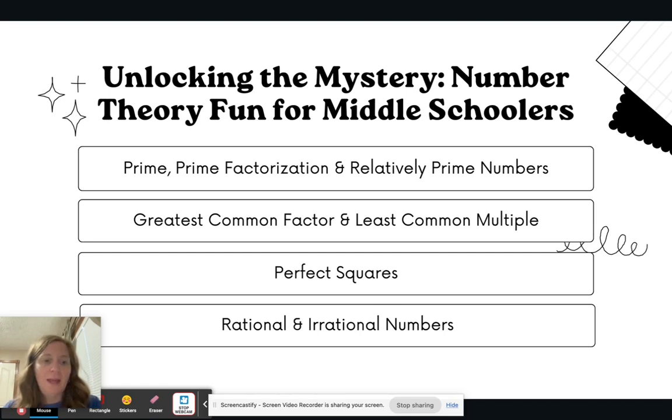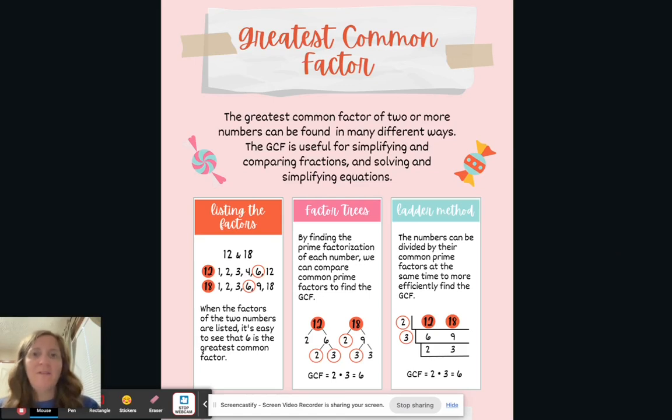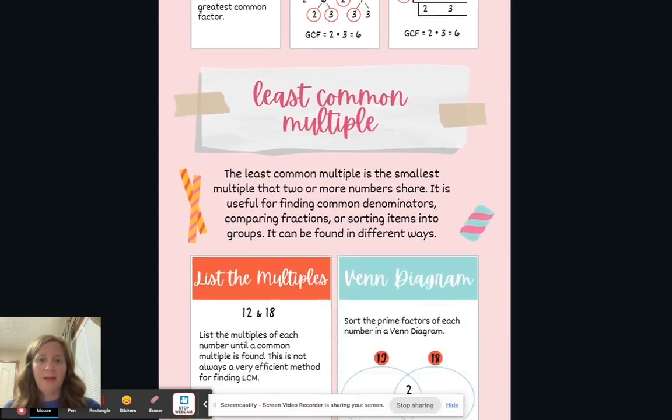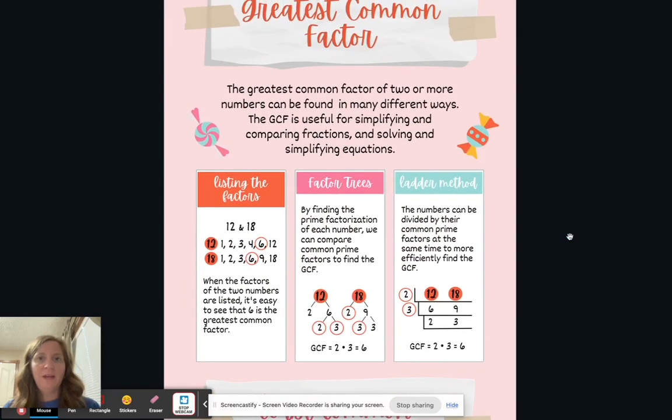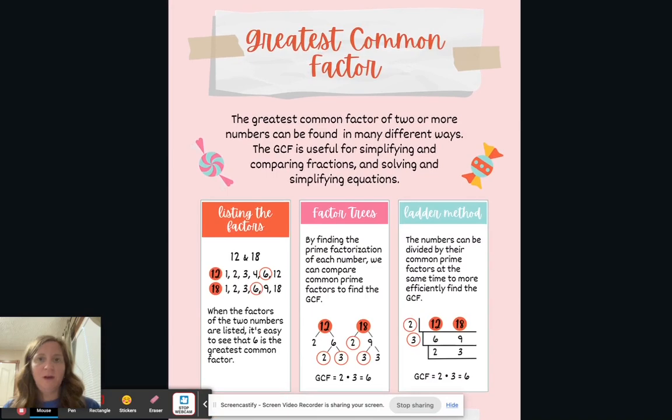So go ahead and have your notes ready, and we're going to take some notes on greatest common factor today. This graphic is on greatest common factor. I wanted you to look real quick. This is an infographic that I've made, and part of your quest is going to be to make an infographic, so this is an example of an infographic. But we're going to go over the first part, greatest common factor, today.